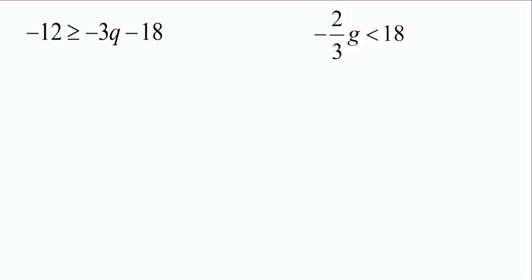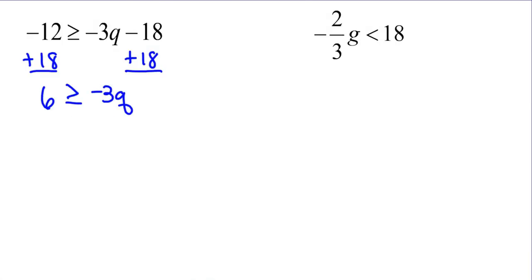Here we have two-step inequalities, or one two-step inequality that I'm going to solve. I'm going to solve this the same way I solve a two-step equation. I'm going to eliminate the constant by adding 18 to both sides. I don't have to worry about whether my inequality flips around because I'm just adding, and addition and subtraction never interfere with our inequality symbol. Negative 12 plus 18 is 6. 6 is greater than or equal to negative 3q, and negative 18 plus 18 is 0.